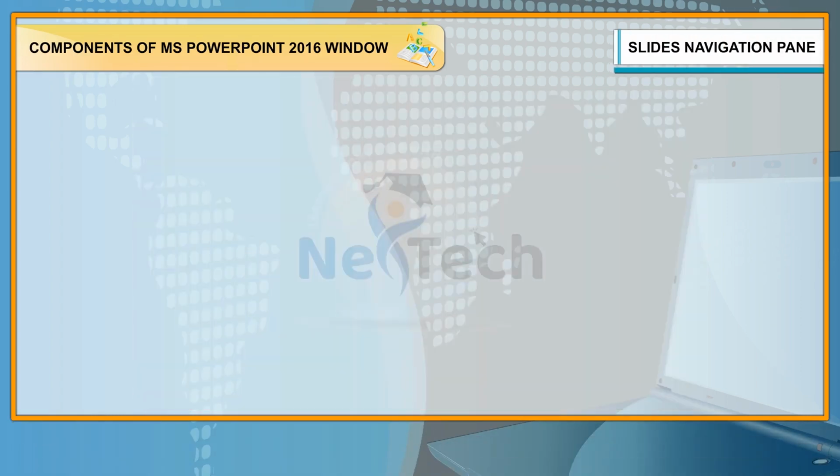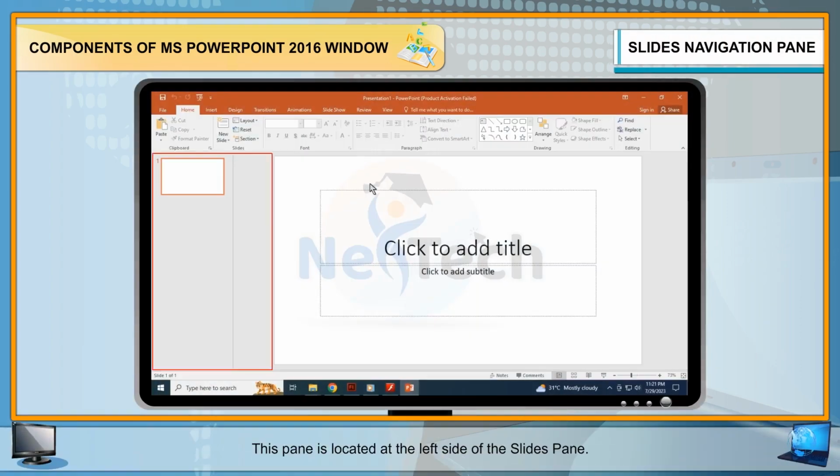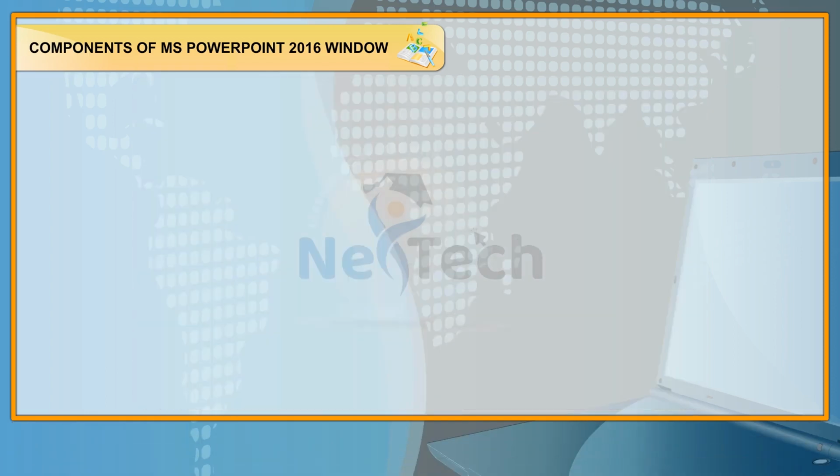Slides navigation pane. This pane is located at the left side of the slides pane. It displays the thumbnail view of all the slides of a presentation. You can select the desired slide to open it on the slides pane. Adding, deleting, moving slides, and more functions are possible through this pane.